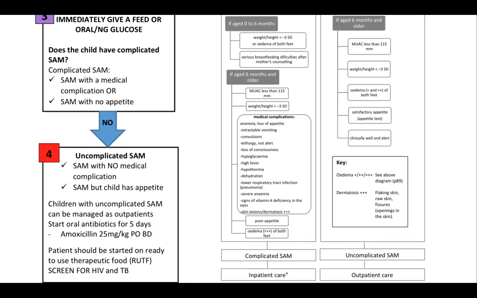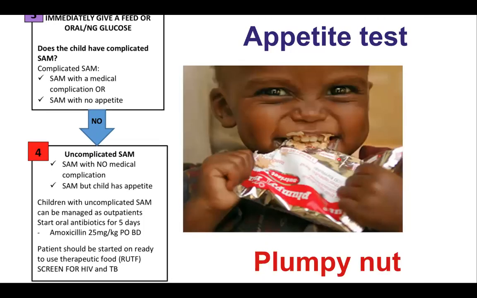So we must also screen for HIV and TB tuberculosis in this kind of patient. So this is the parameter we use for the appetite test ideally.